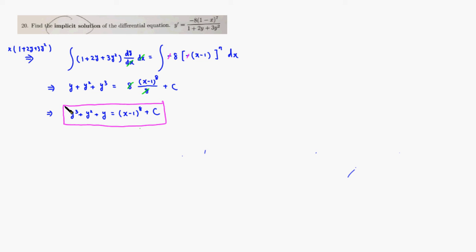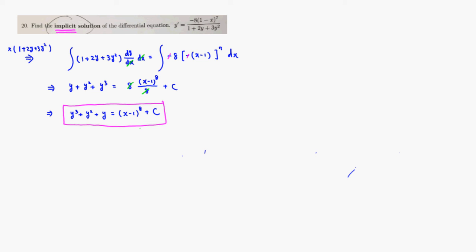The reason why this is called implicit is that we're not writing it in y equals form, which is actually kind of hard to solve for from here. So they allow you to leave the solution as it is. That's why they call it an implicit solution.